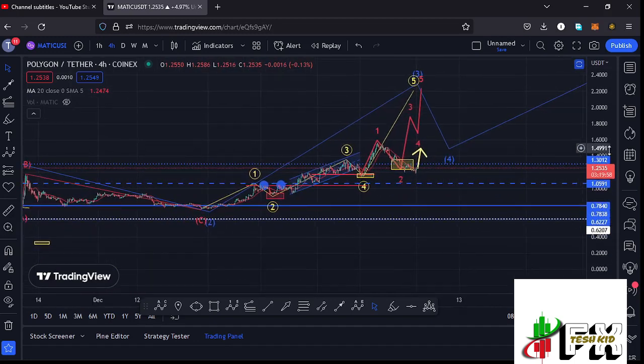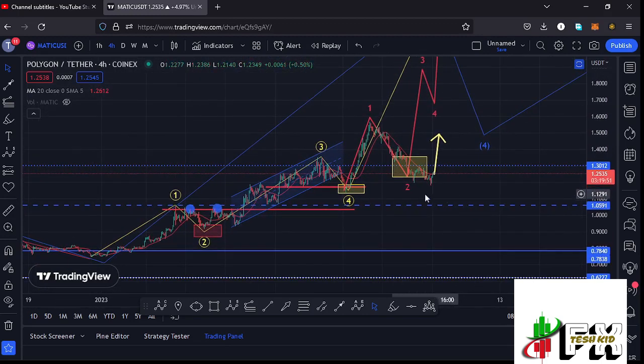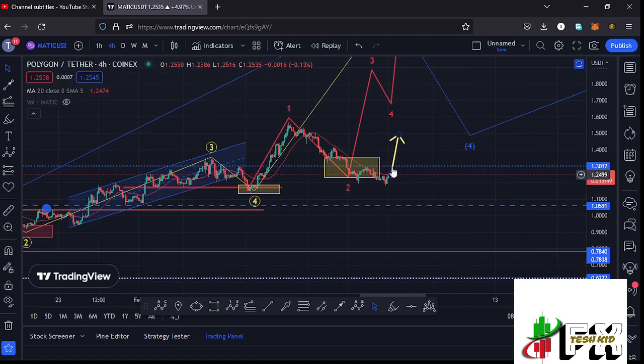So let's continue watching the 20-day MA over here, and as long as we continue holding above it, then there are chances of seeing a break above the significant high at around the $1.3 mark and continue gearing up in the formation of that larger Elliott wave count 3.